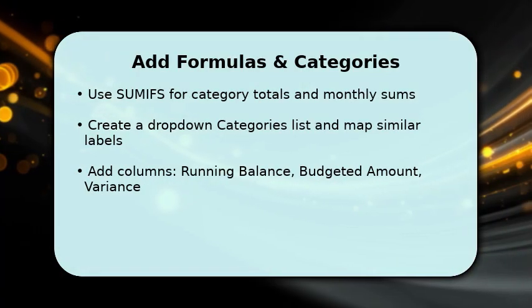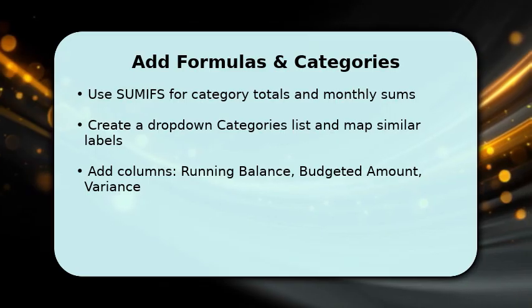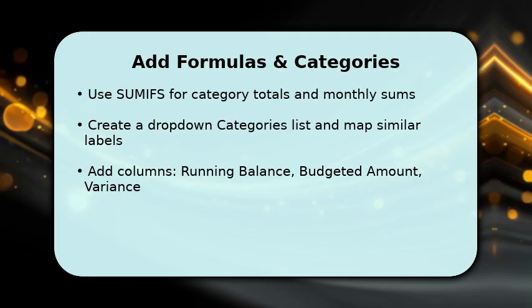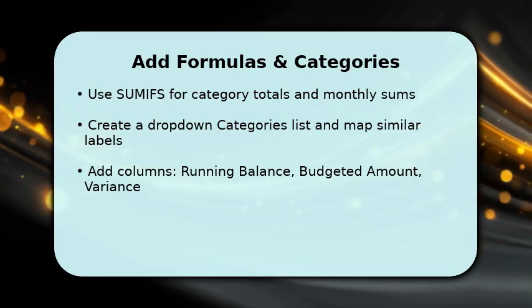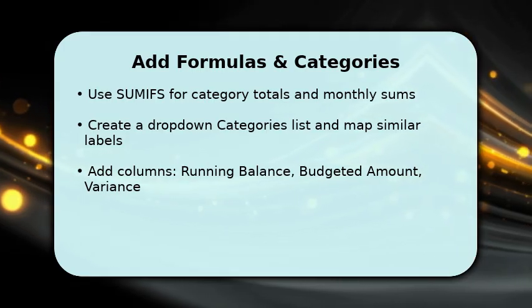Now set up calculations that do the heavy lifting. Create a categories drop-down and map any mismatched labels so entries auto-classify. That prevents split results. Use SUMIFs to total expenses by category and by month. This lets you compare actuals to plan.